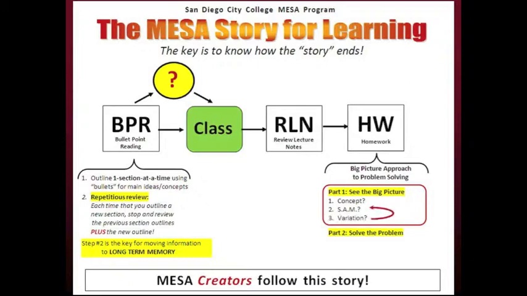Assuming you identified the concept and SAM, the third question is, what is a variation and how does a variation affect the SAM? When you have a group of problems, review all of the problems in the group. They share the same concept, but are the problems different or the same? If they're different, how do they differ?